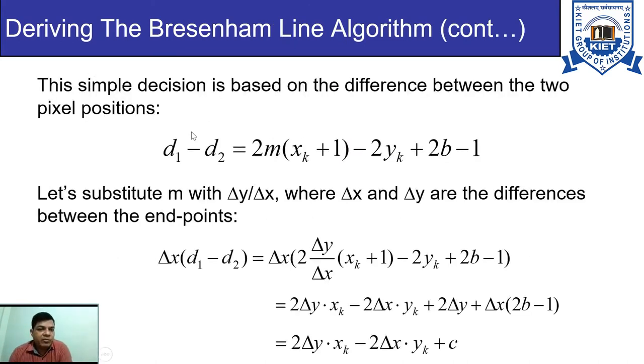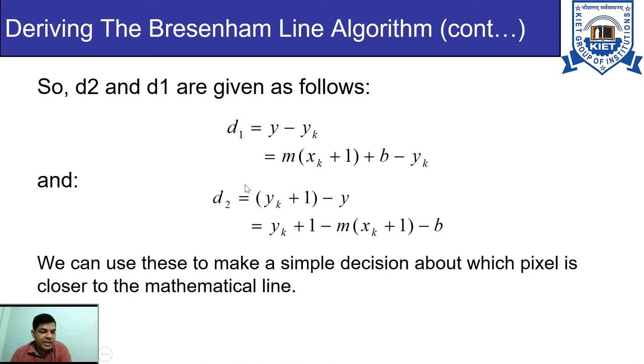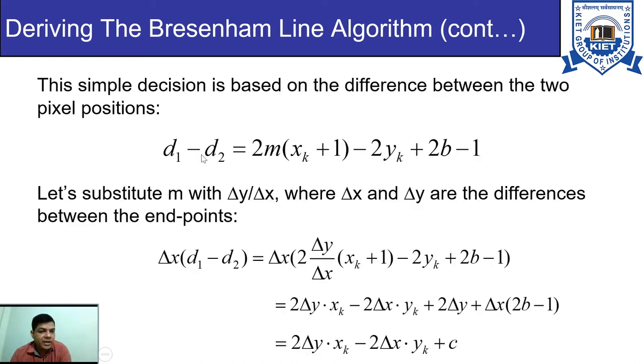So next, we are subtracting these two values. This simple decision is based on the difference between the two pixel positions. We have already calculated the value of d1 and d2, and now we are subtracting these two values. As we know, we are doing the calculation for the line which has a slope less than 1, and for any line with a slope less than 1, we are simply incrementing the value of x.